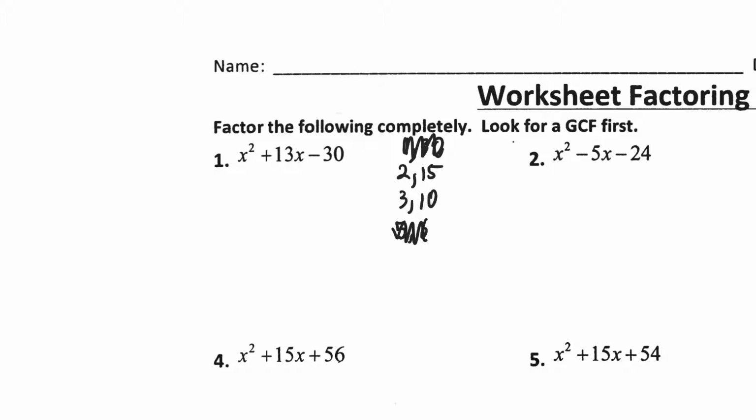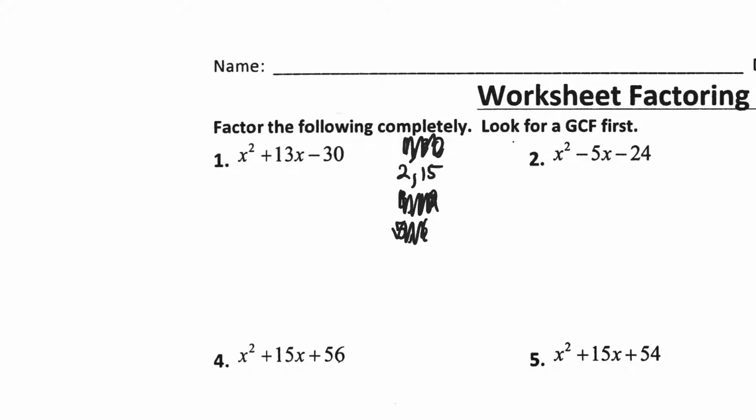Okay? So let's think about this. Let's think about the 3 and 10 real quick. What if I made this negative? Negative 3 times 10 is negative 30, right? But what's negative 3 plus 10? 7. That doesn't work. What if I make this negative? 3 plus negative 10 would be what? Negative 7. Not that. So actually, it's not even these. So it's going to be somehow a combination of these.